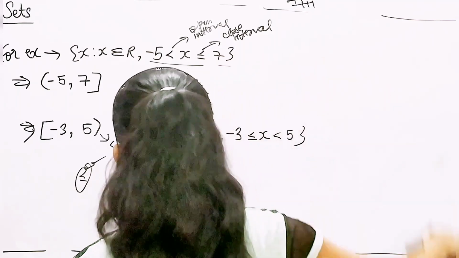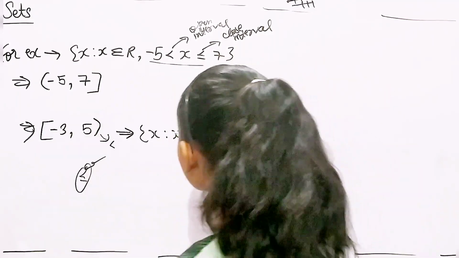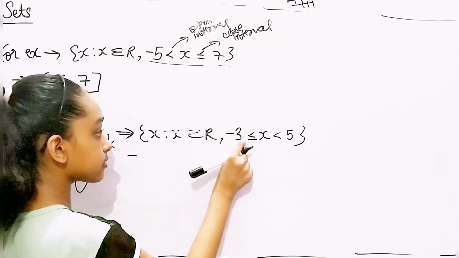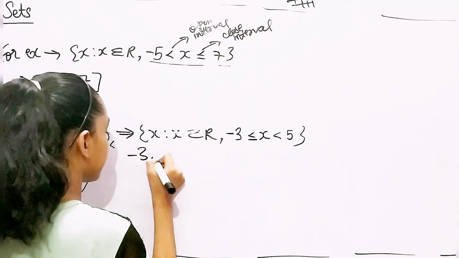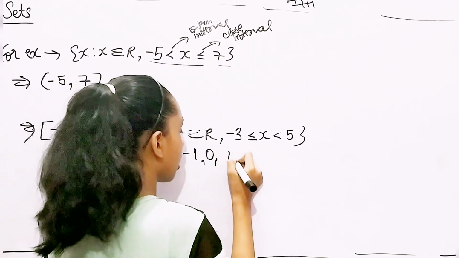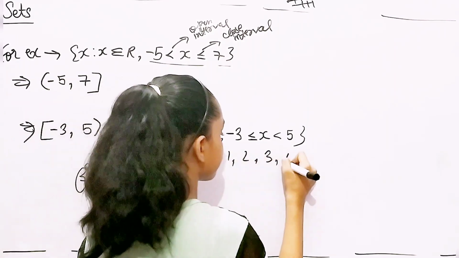The next one we have is -3 and 5. So -3 is smaller or equal to x. I can say that -3, -2, -1, 0, 1, 2, 3, and 4.